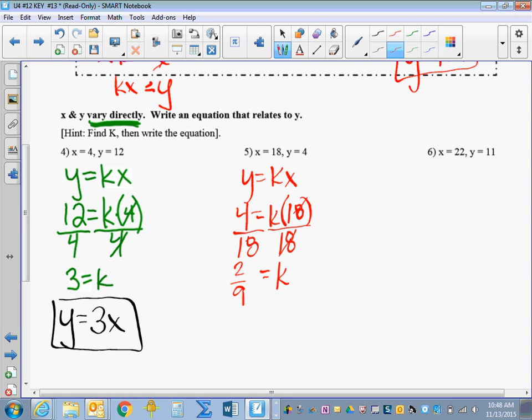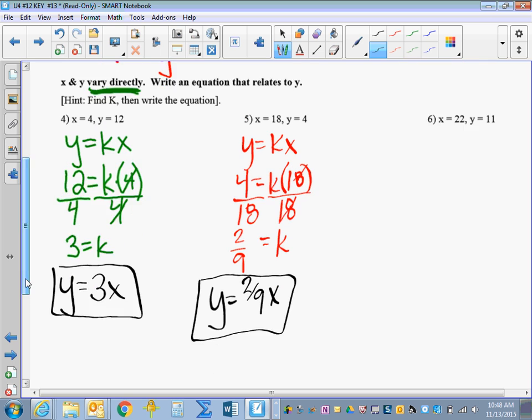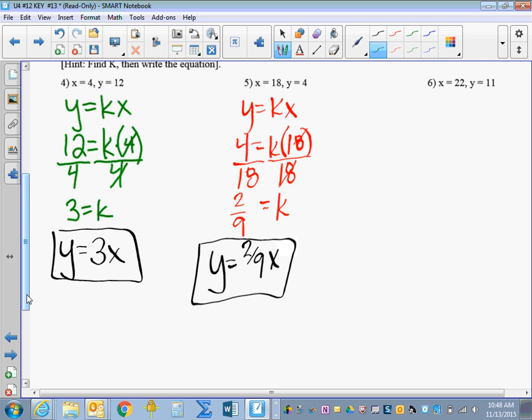Alright, so k is 2/9. But the instructions say write an equation. So we're not done yet. We need to write our equation. What's my k value? 2/9. And there's your answer. So again, make sure you read the instructions so you know what they're asking for. Here it said write the equation.